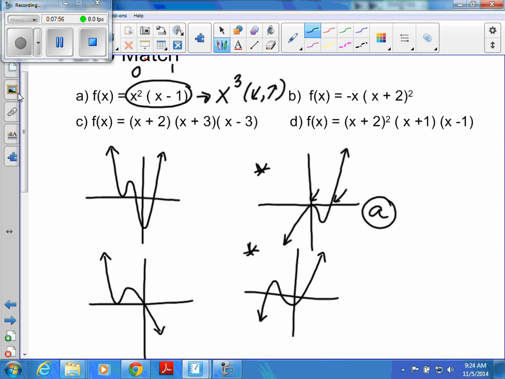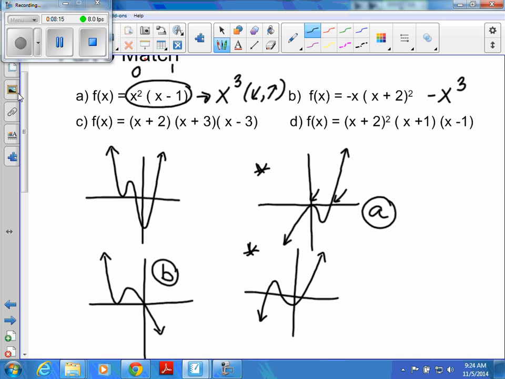Okay, look at the B now. If I put this back together again, isn't this going to be a negative x to the third? A negative x to the third starts up and ends down. It can only be B, because that's the only one that starts up and ends down.